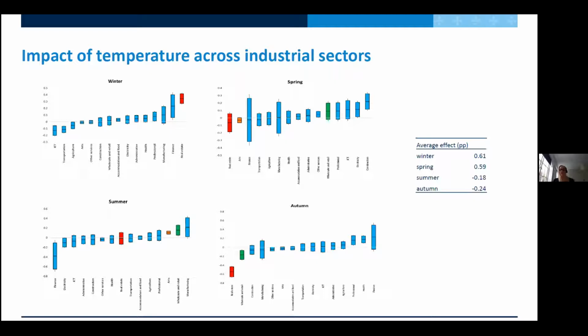Temperatures affect some sectors very differently depending on the season. For example, output in the real estate sector, in red, is boosted by warmer winters, but reduced in warmer autumns. And it is not affected by temperature changes in summer and spring, which are already the hot seasons for the housing market. The table on the right shows the weighted average coefficients. Overall, the negative effects in summer and autumn are balanced by the positive effects in winter and spring. Therefore, looking at the table, you might conclude that a 1 degree increase in average temperatures would have positive economic effects.